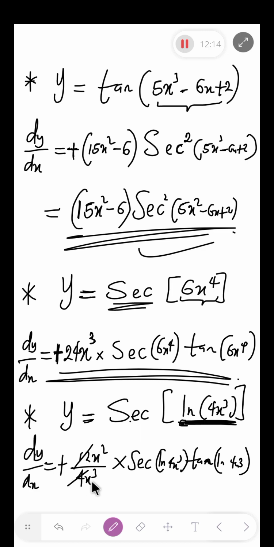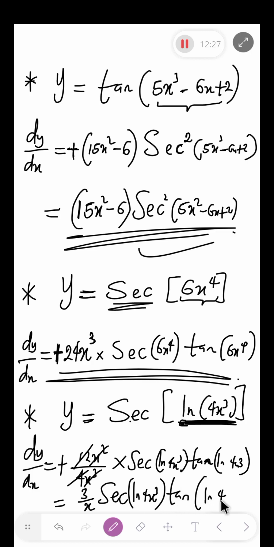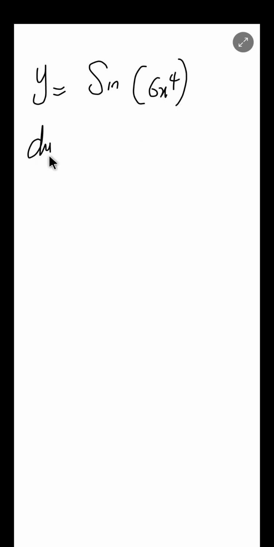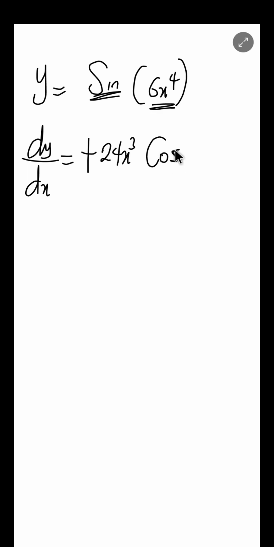So if 4 cancels this and this cancels this, I'll be left with 3 over x of what? Sec of ln 4x cubed, then tan of what? Ln of 4x cubed. So that's just how it works in this case. You just need to take note of the pattern. That's all. If it is for sine of 6x to the power of 4, we already believe that our dy dx will be, because sine is always positive, take note, differentiate this 6x to the power of 4, that's 24x cubed, right? For sine, we always believe that it is cos. After differentiating, then you have cos of 6x to the power of 4. This is our final answer.